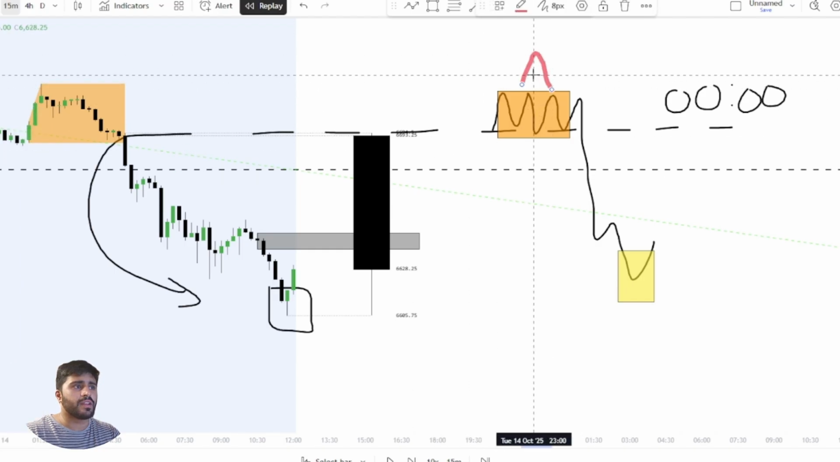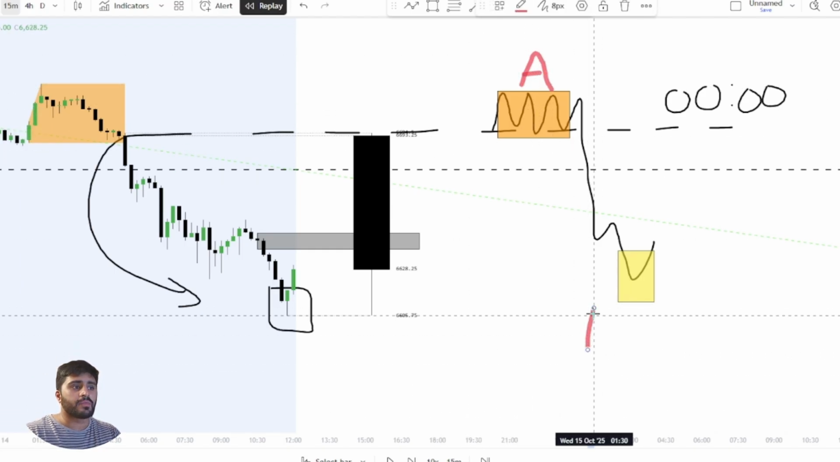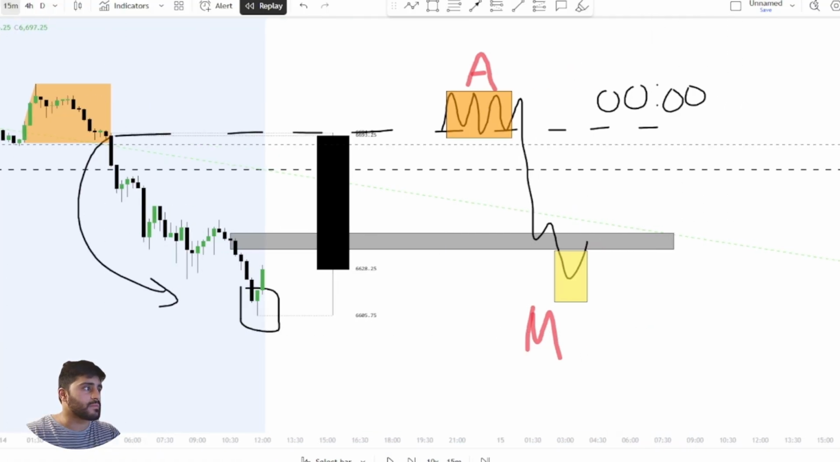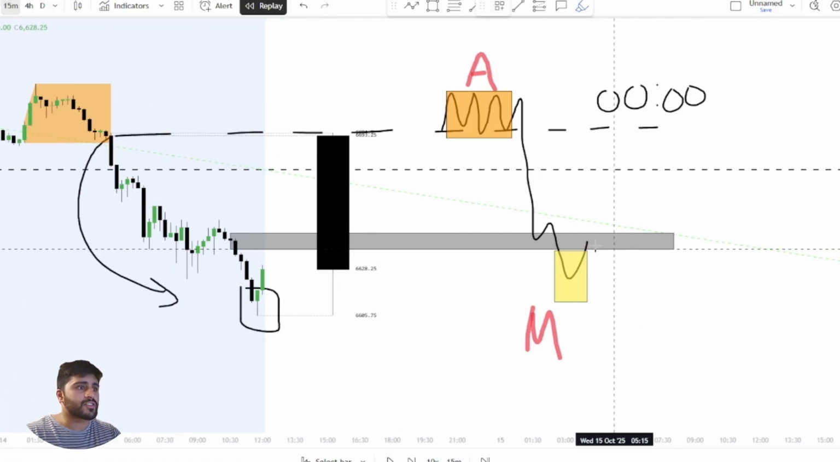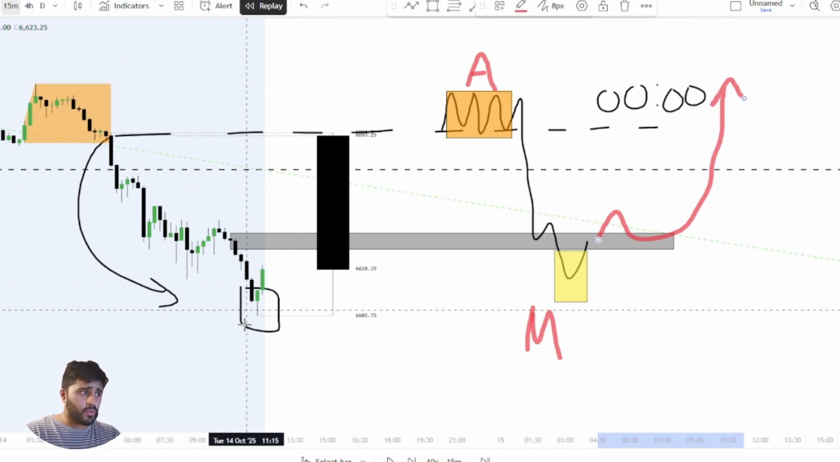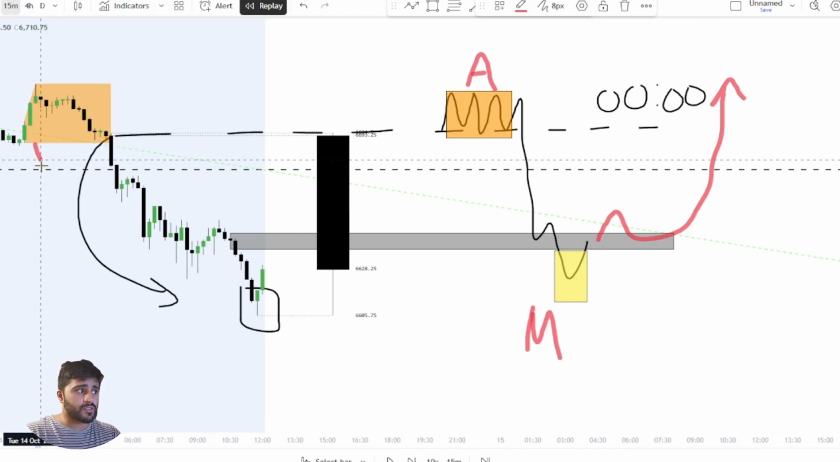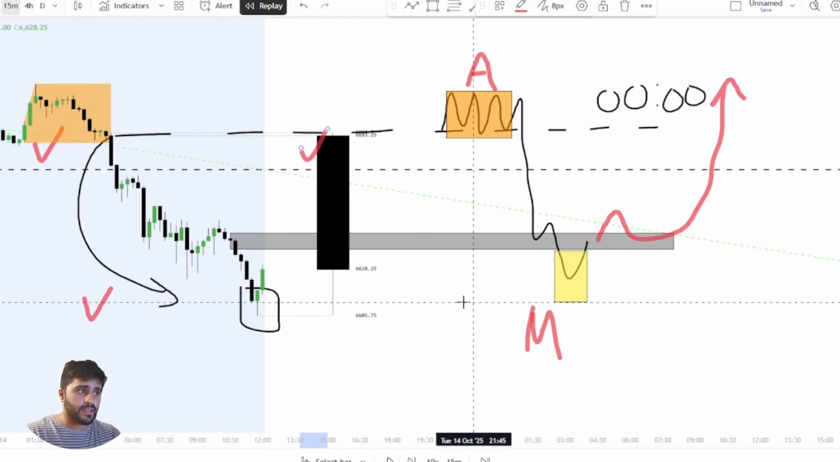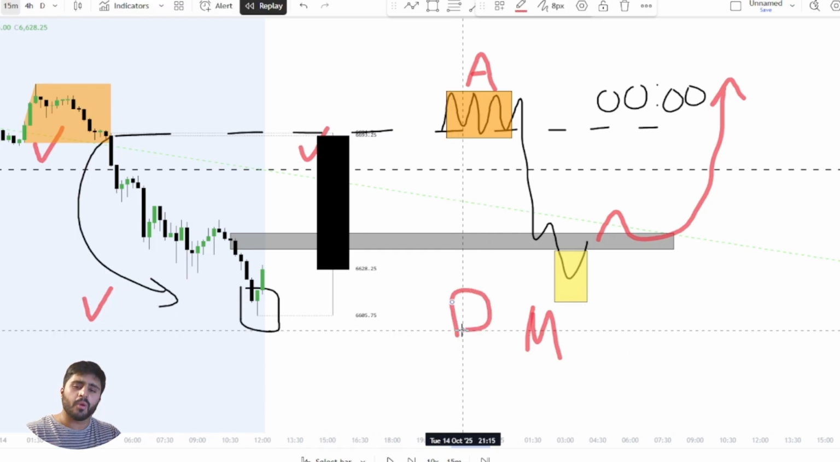So we have accumulation, we have manipulation, and now from this key level, which I'll just drag over, we want to catch the distribution. So basically, we are looking to catch the expansion of the day, which was, of course, bullish. So why was it bullish again? We've swept the Asian range low, we've filled the gap over here, we're below the daily opening price here, we're in discount here. We have a lot of things in our advantage to look for a potential, and the key word is potential, long.